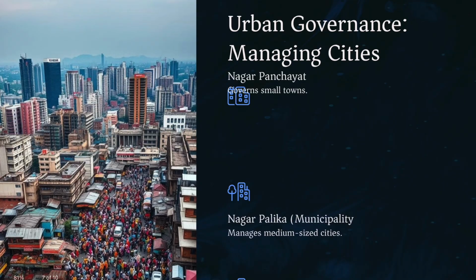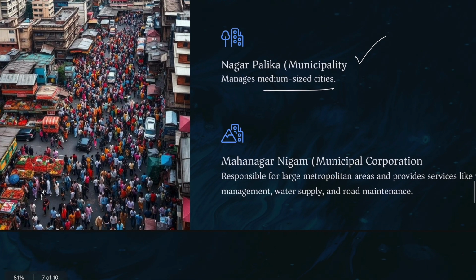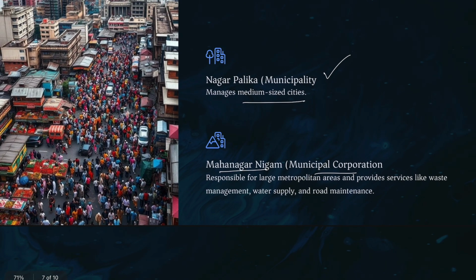Urban areas have their own governance system designed to meet the needs of a rapidly growing population. The Nagar Panchayat governs smaller towns. The municipality or Nagar Palika oversees medium-sized cities, and the Mahanagar Nigam or municipal corporation manages large metropolitan areas, ensuring services like waste management, water supply, and road maintenance are maintained for large cities like Delhi, Mumbai, and so on.